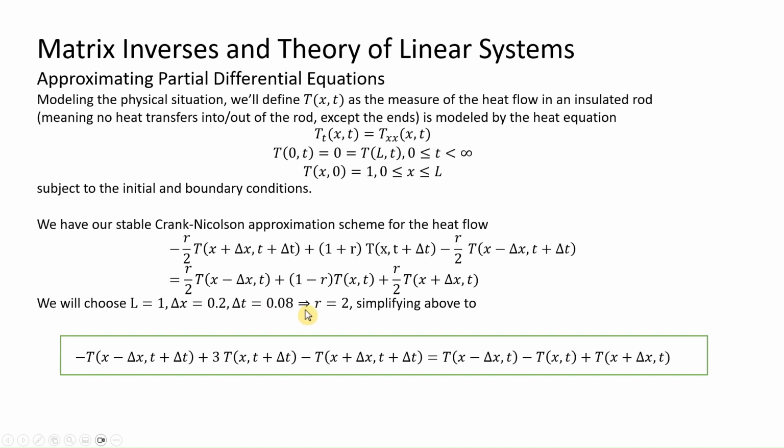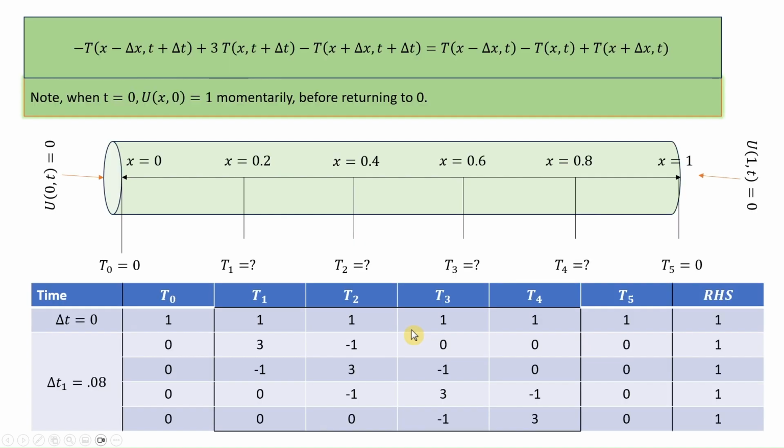Likewise for delta t equal to 0.08, if we plug those numbers into our definition of r, you'll see that you get a value of 2. Okay, and simplifying, so plugging those values into this equation above, you finally get the approximation scheme that we've been looking for, which is what we see here. Okay, and so we'll use this on the next part to actually calculate and generate our system.